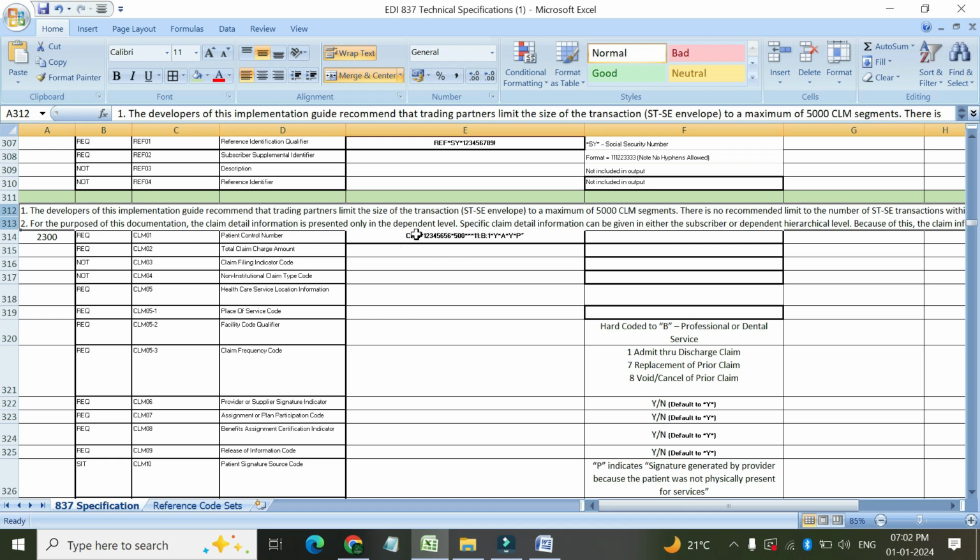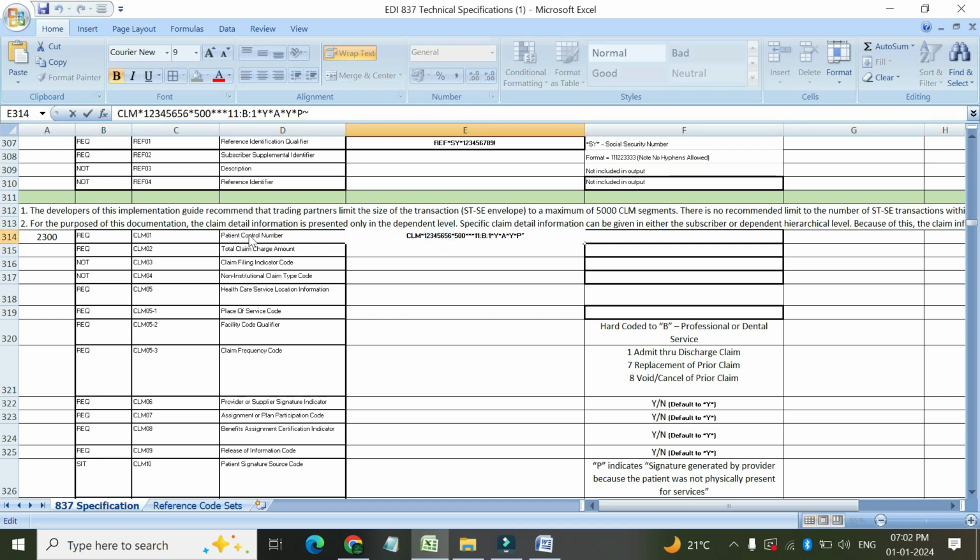So let's jump into the CLM segment. Now the CLM segment's first element, which is also called the patient control number, is nothing but the claim number. This claim number is assigned by the system in which the claims are entered, so it can be a practice management or revenue cycle management system. So this number is unique to only that system. Remember that, guys.